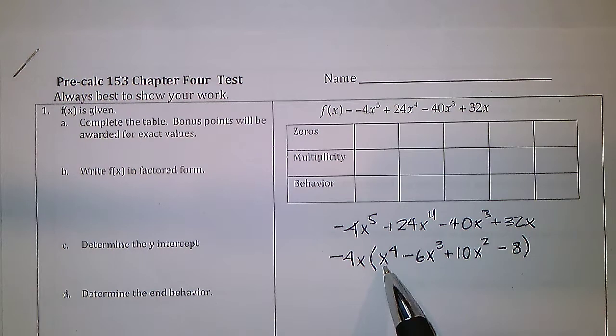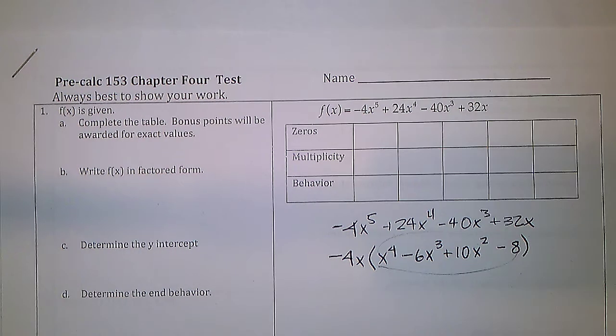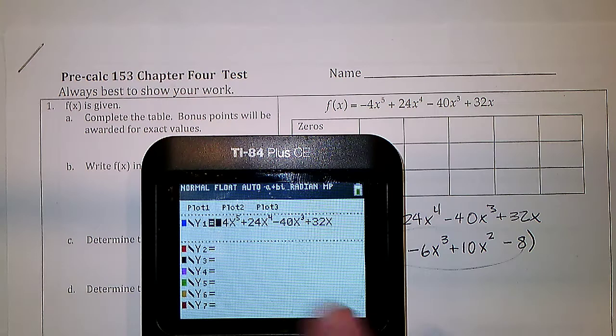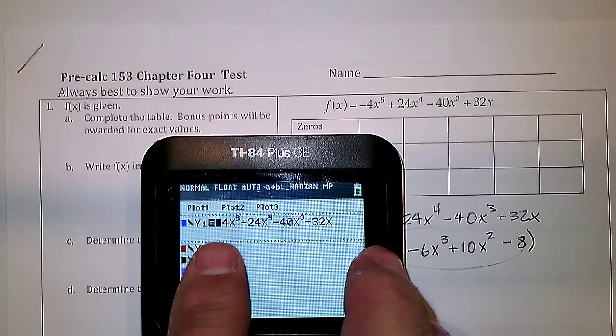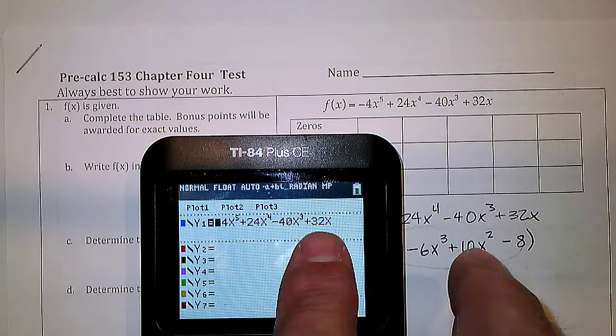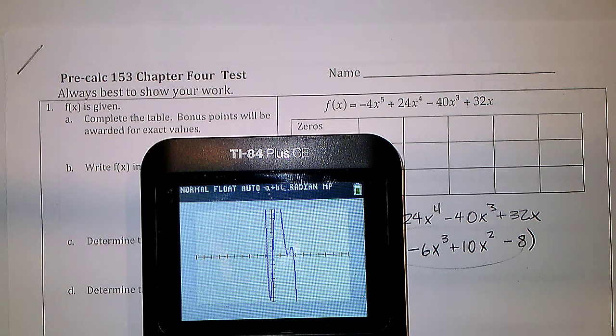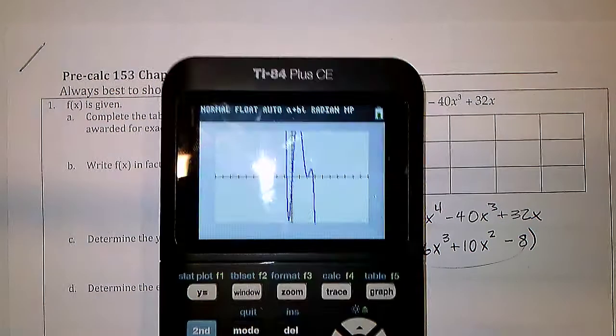So what I need to factor still is this part. Now I'm going to type the original equation into my calculator just so that I have everything here. So there is the original equation. So if I push graph, I get something that looks like this if I'm in Zoom 6, Zoom Standard.